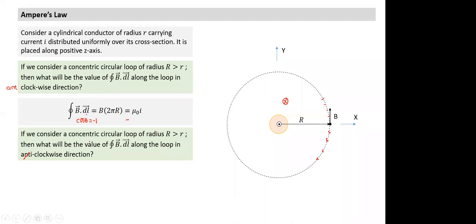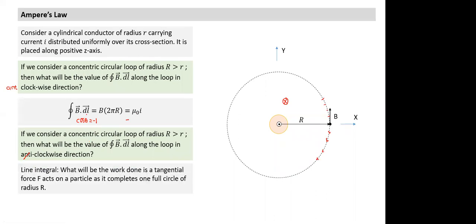But this clockwise, anti-clockwise, does it make some sense? Are we able to understand what this implies? So if you have to think of something which you can relate to better, line integral, we can also think in terms of work done. Just imagine, what will be the work done?